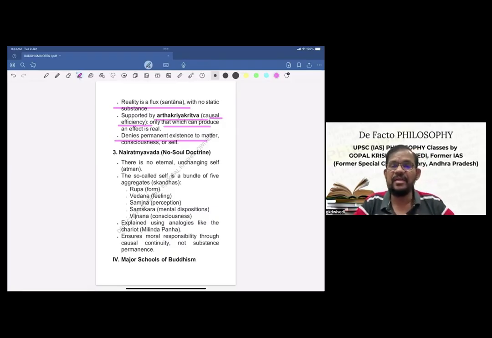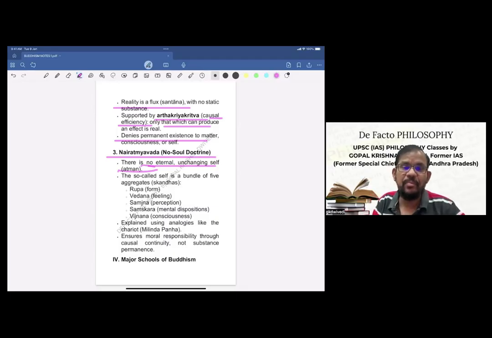Now let us see what is the doctrine of Naratmavad, that is the no-soul doctrine, or Anattavad or Anatmavad. As I told, all the three are almost the same. So the doctrine says that there is no eternal unchanging self, that is Atma. There is no eternal unchanging self or Atma. The so-called self is a bundle of 5 skandhas, aggregates. So soul, or self, is a bundle of 5 skandhas.